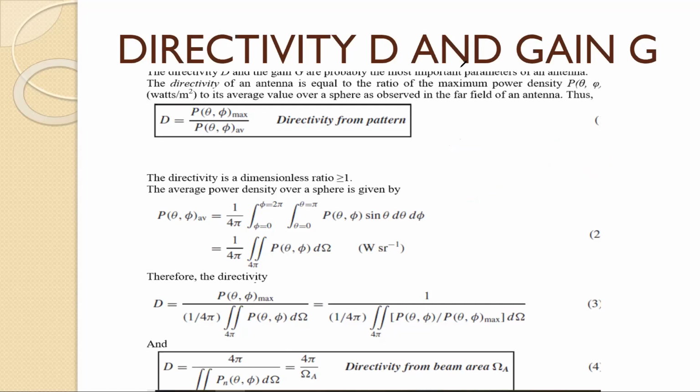So everyone try to note the equations in your notebooks, everyone individually. So directivity equal to 4 pi divided by sigma A. Note the equations, 1 minute quickly. We move to the next topic. Next topic, next parameter.